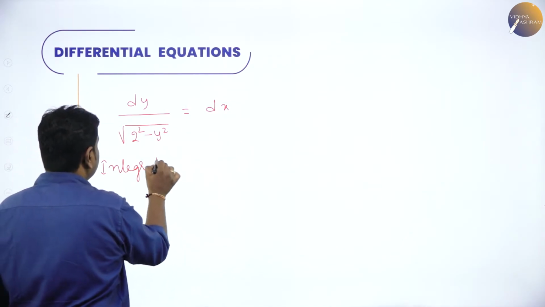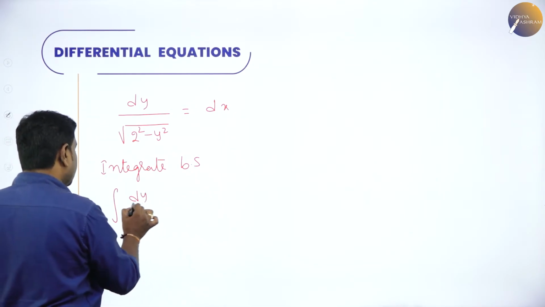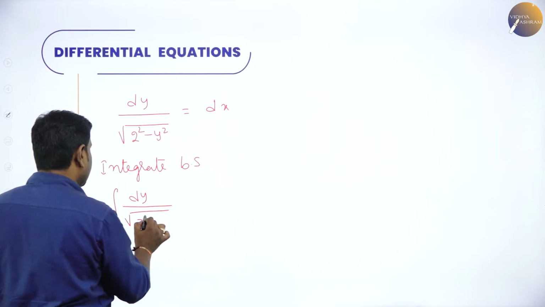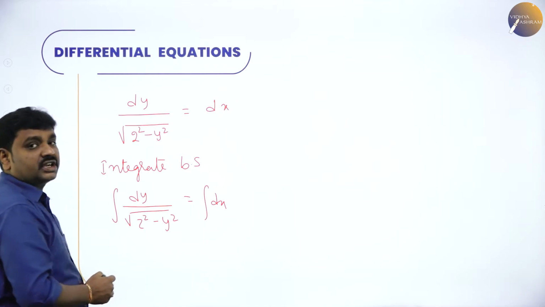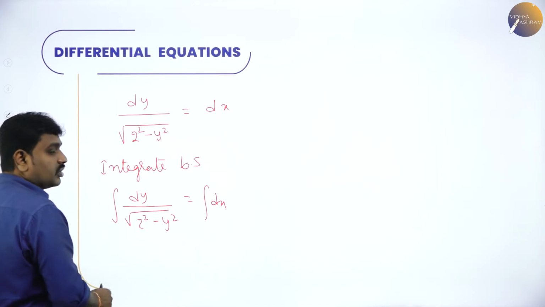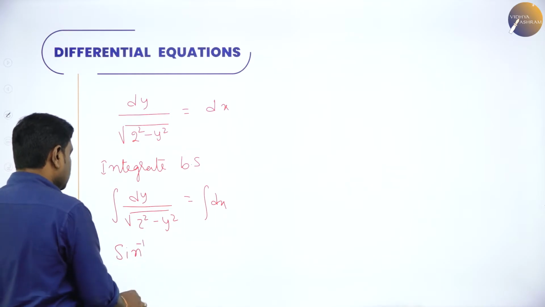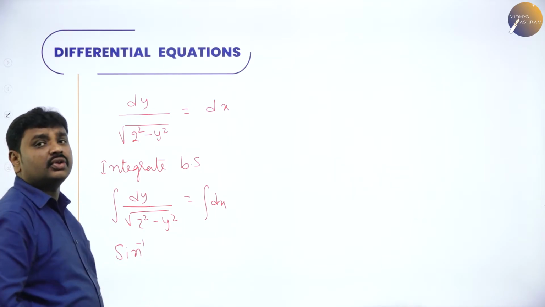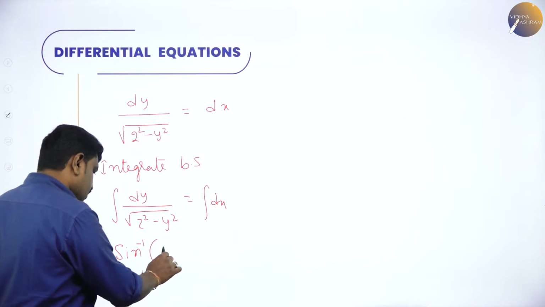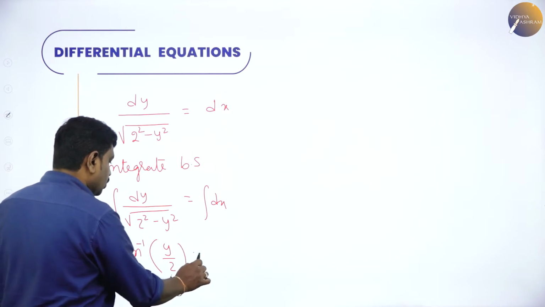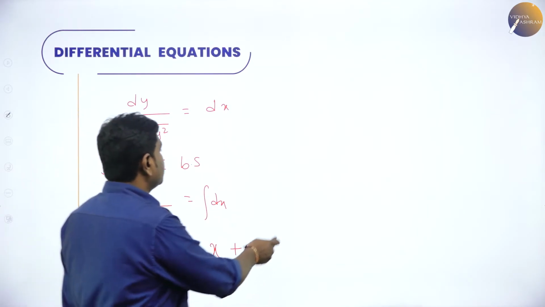Integrate both sides. So integration of dy divided by root of 2 square minus y square is equal to integration of dx. It is in the form of integration of dy divided by root of a square minus y square. So it is sine inverse. What is integration of dx by root of a square minus x square? Sine inverse x by a. So it becomes sine inverse y by 2 is equal to integration of dx, which is x plus c.